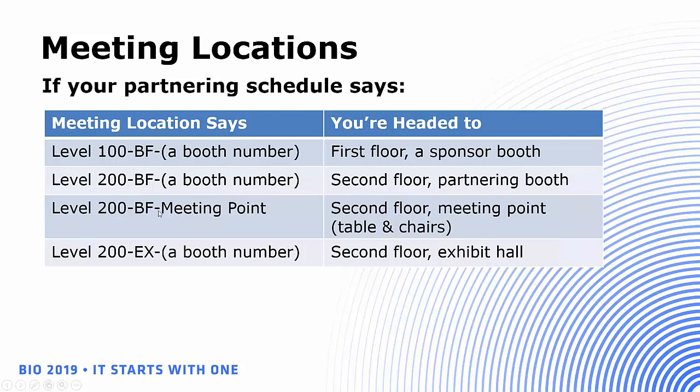If it's level 200 BF and a meeting point, that's the second floor at a meeting point. A meeting point is not a general term, but it means the tables and chairs that are available, more open meeting spaces for some more casual meetings. And then if you are level 200-EX, that is going to be the exhibit hall, and that's on the second floor.